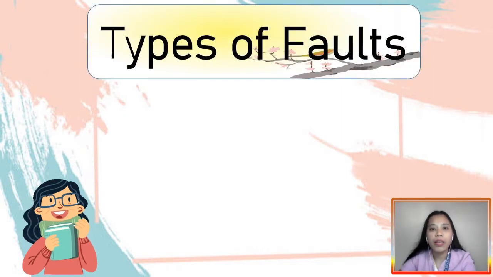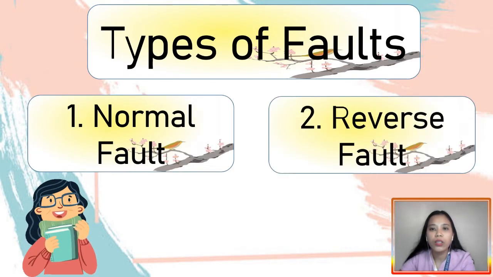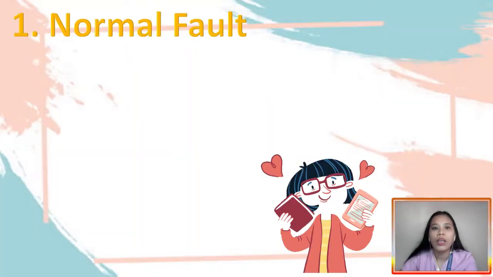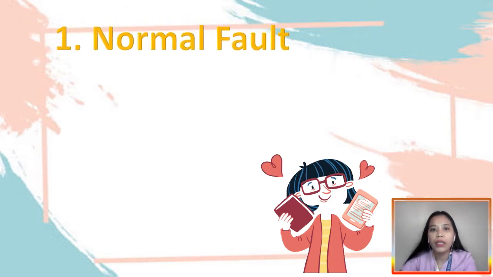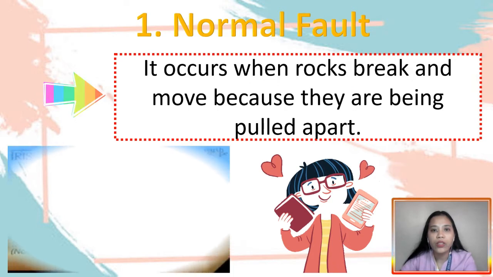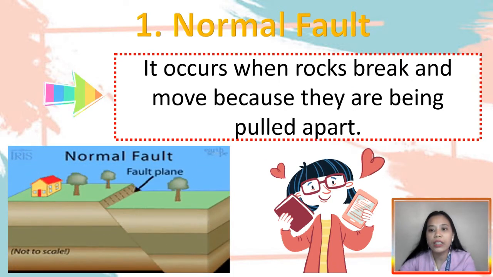This time, let us learn the different types of faults. There are three basic types of faults, namely normal fault, reverse fault, and the strike-slip. A normal fault occurs when rocks break and move because they are being pulled apart. As the area is stretched, the rocks move along the fault where each movement causes an earthquake.